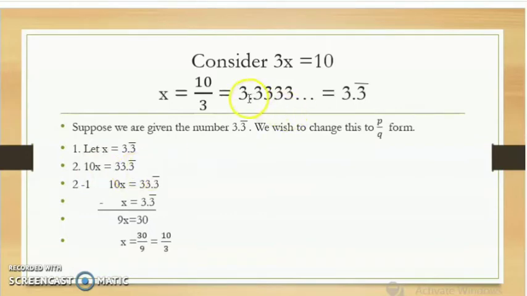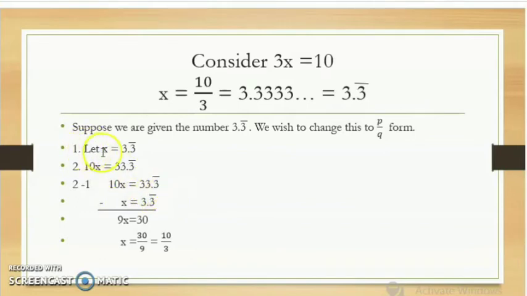We multiply by 10, so the decimal point shifts one place to the right, so we get 33.3333. So that is 33.33 repeating. Now we subtract the second equation from the first equation. The first equation says 10x is 33.333, and the second equation says 10x is 3.333.